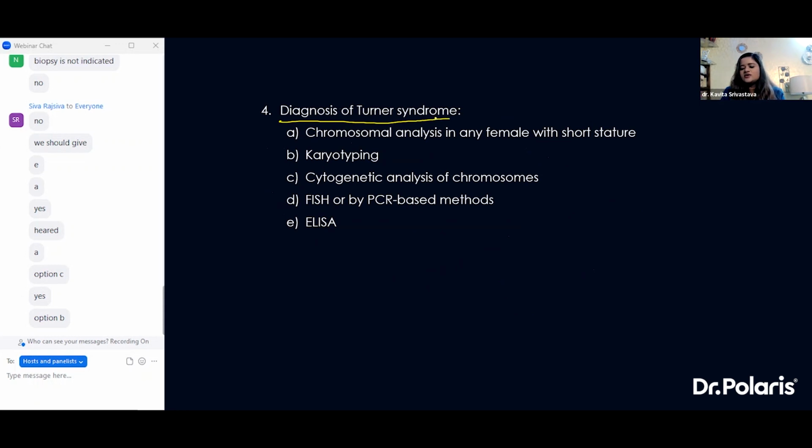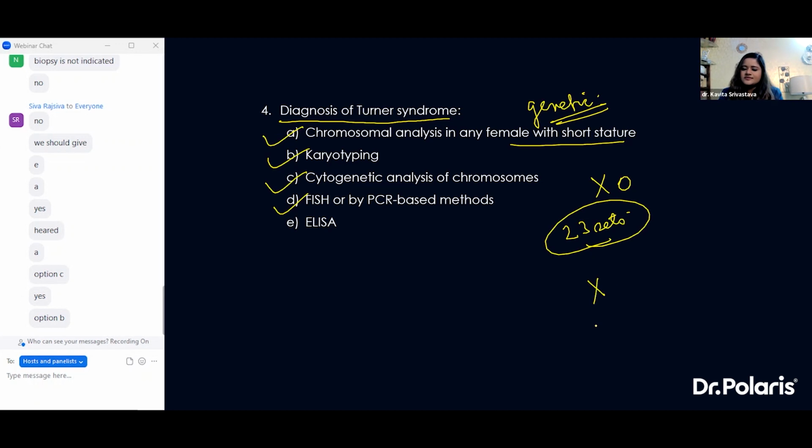Next important question, what is the diagnosis of Turner syndrome? How do we diagnose? It is a genetic disorder, so how can we diagnose Turner syndrome? All the genetic testing can be done by chromosome analysis. Yes. So any female who presents with short stature, apart from this, those who have other important features of Turner's, we can definitely send for chromosomal analysis. Karyotyping, we can easily see X0. So that is absolutely right. We can do cytogenetic analysis of chromosomes also, and we can also do FISH or other PCR methods. We basically need to see all 23 sets of chromosomes, whether they are normal or one of the X chromosomes is absent. So any analysis which helps us see the chromosome formation can help us diagnose Turner syndrome. ELISA has nothing to do with diagnosis of Turner syndrome, because that is a serum-based examination.